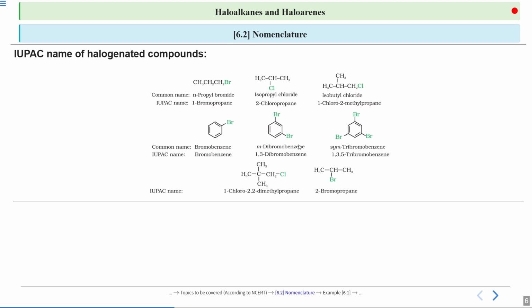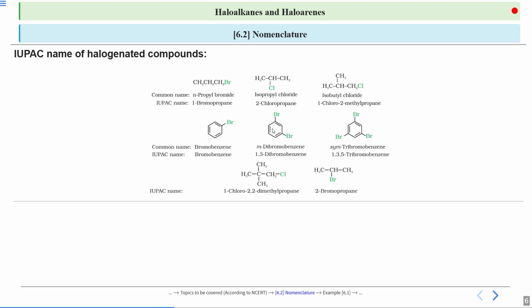The name has dibromo, that means 2 bromines will be present. If the position is not specified in the common name, that means it is going to be present at the first position. So meta-dibromo, and di means two bromines, one at meta and one at the first position. So meta-dibromobenzene.